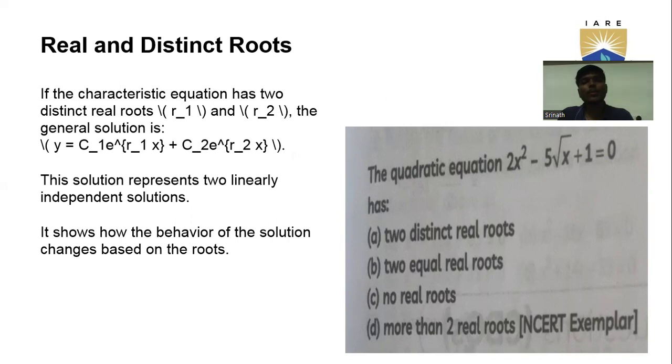This solution represents two linearly independent solutions. It shows how the behavior of the solution changes based on the roots. Real and distinct roots show that the behavior of the solution changes based on the roots. Okay, see this picture.